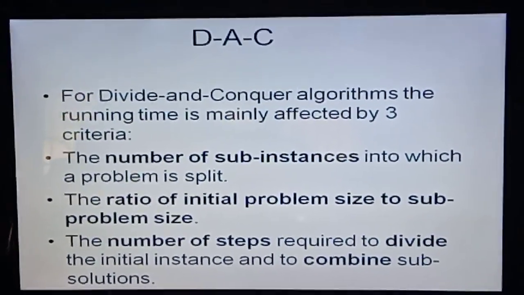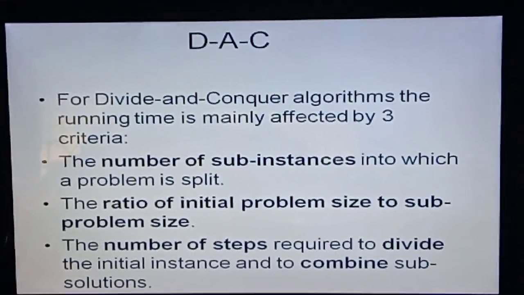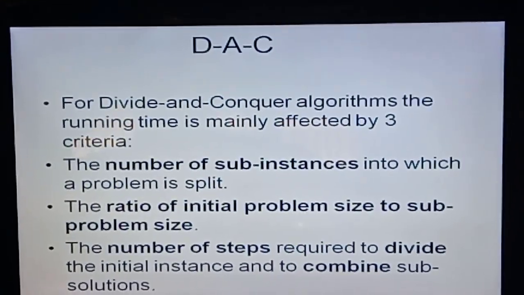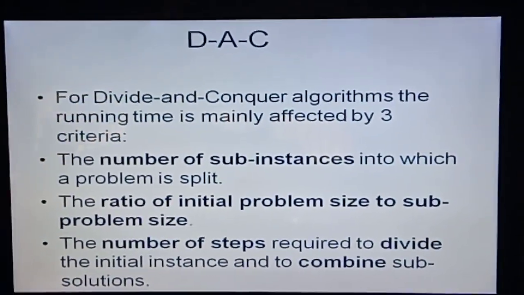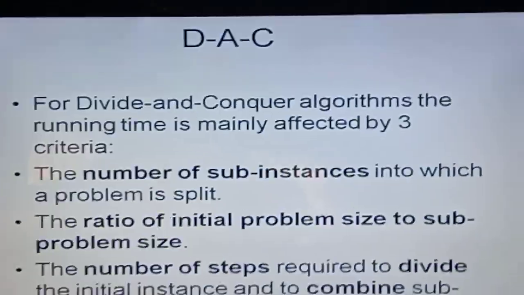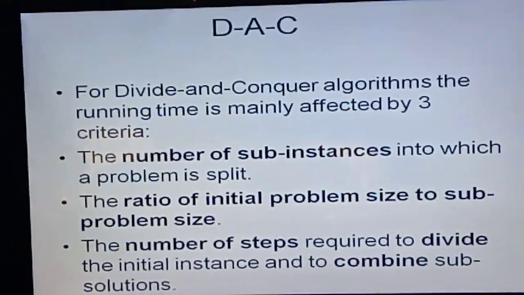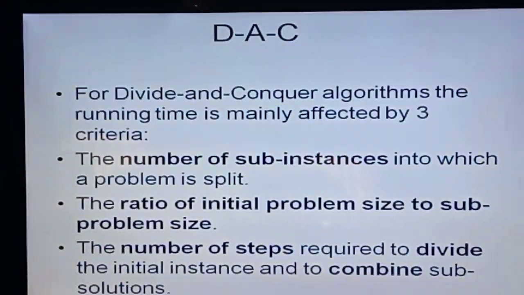Second one, the ratio of initial problem size to subproblem size. That is, in the subproblem, how many elements are we considering. You have to calculate the ratio of main problem to subproblem. Already you have seen previously: subproblem 1 with n by 2, subproblem 2 with n by 2. That is the ratio. Next, the number of steps required to divide the initial instance and to combine the subsolutions.